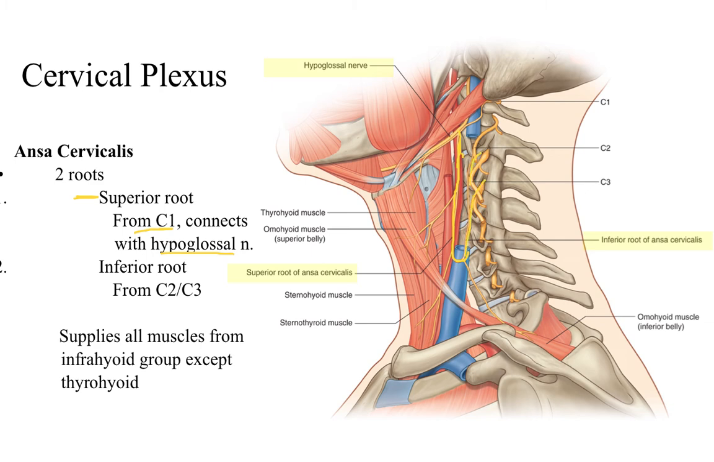All right, so now that we know that the superior root comes from C1 and the inferior root comes from C2 and C3, it makes sense why they're called the superior and inferior root instead of the anterior and posterior roots. All right, and even though we've already talked about it, the ansa cervicalis is going to supply all muscles of the infrahyoid group, so the strap muscles, except for the thyrohyoid. And remember, the thyrohyoid is supplied by C1 alone.